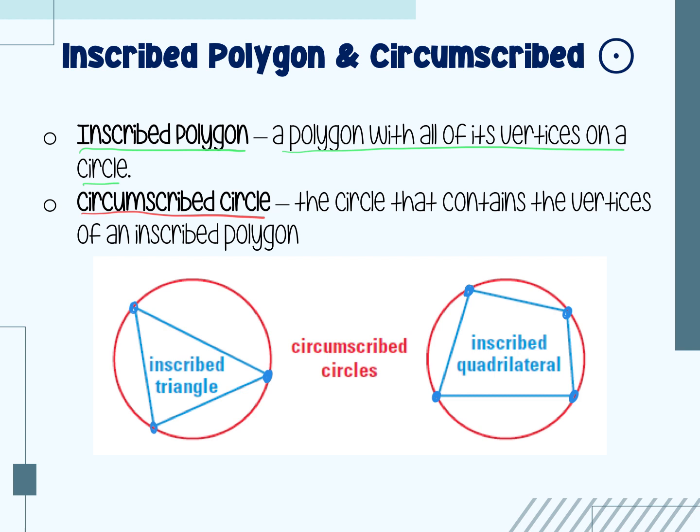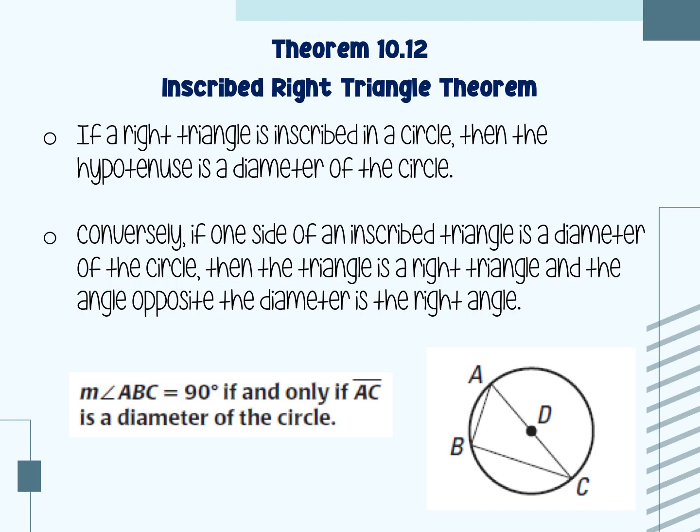So what can we use this knowledge about inscribed triangles and inscribed quadrilaterals and polygons? Well, we're going to use it first on an inscribed right triangle. If you look here, this triangle is considered inscribed because it has three vertices, A, B, and C, and all of them are on the circle. If you have a right triangle that is inscribed in a circle, then the hypotenuse is the diameter of the circle. And that makes sense.